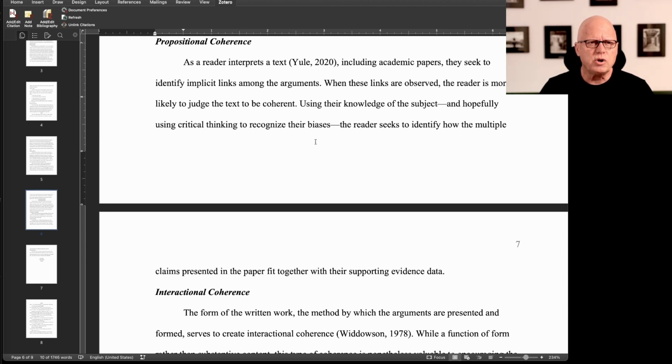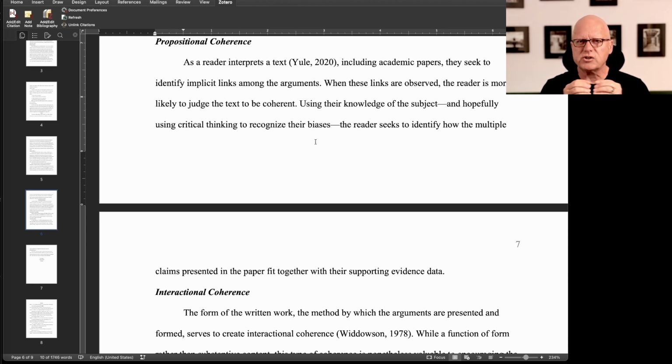And the audience will use its knowledge and hopefully recognize its biases related to the arguments that are presented in the paper, and seek to observe for themselves how the arguments are fitting together. And this is a natural process that occurs during reading and listening to speeches, that we seek to follow the thread of the argumentation.